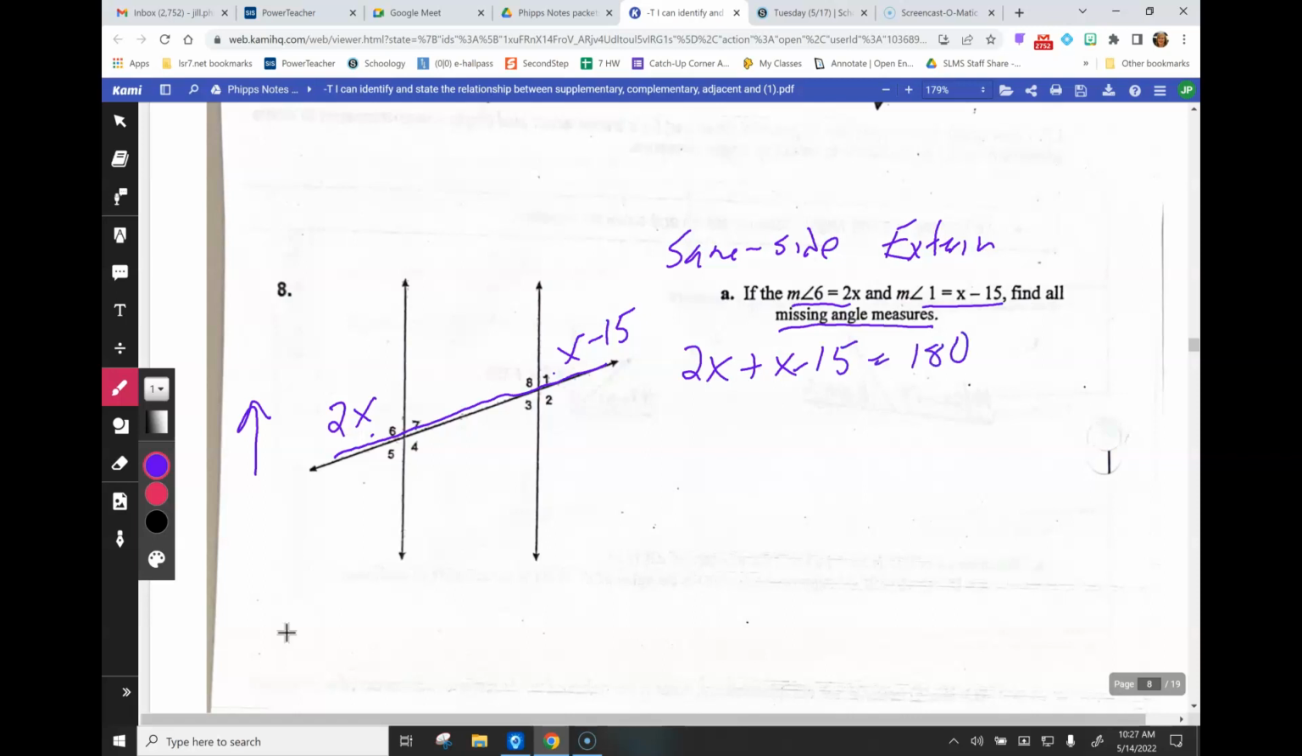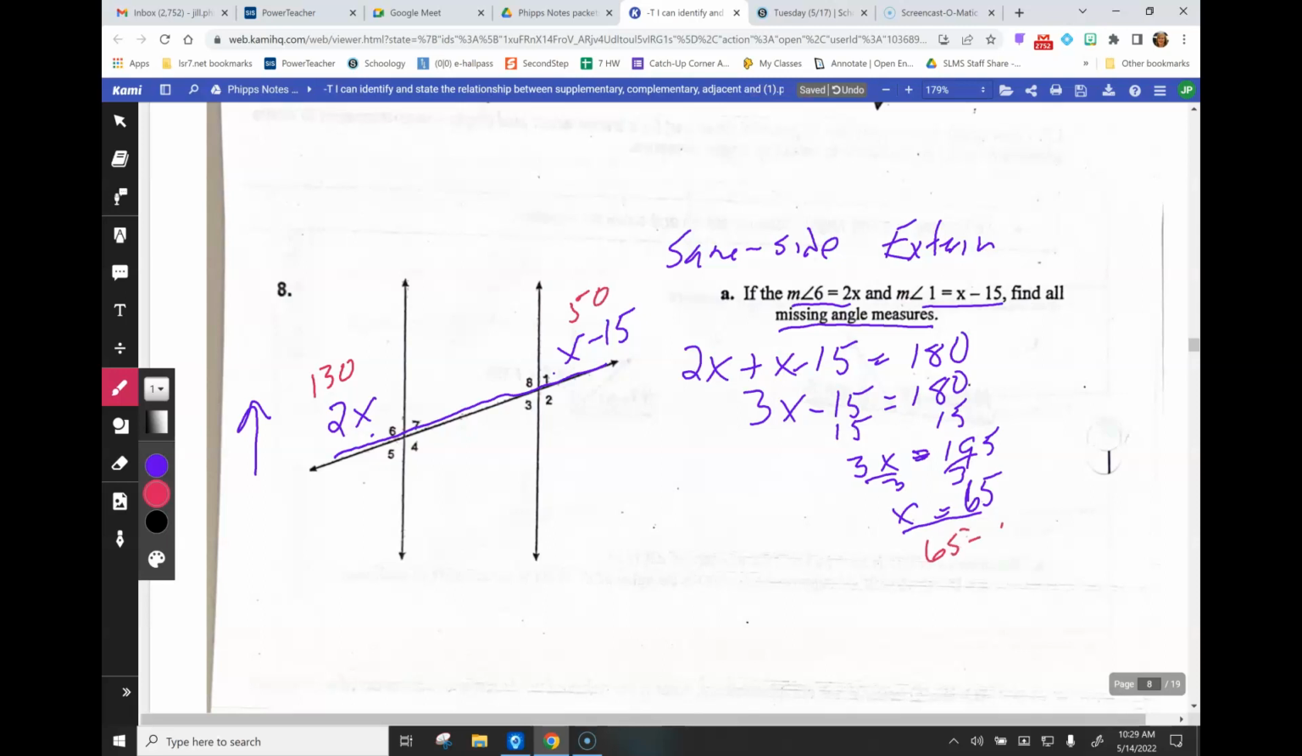Okay, so here we go. Solve that equation. So hopefully you got x is equal to 65 too. So if that is 65, then what does 2x equal? We'll take 2 times 65, and we're going to get 130. So this angle is 130 degrees. Okay, and if that's 130, this one has to be 50. And it would be, because 65 minus 15.